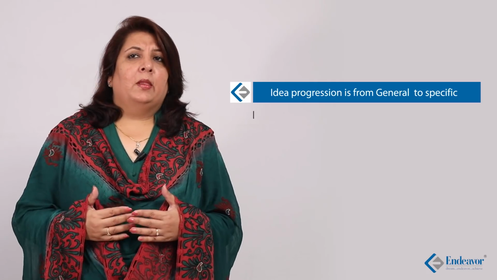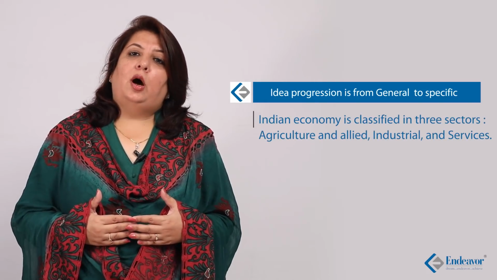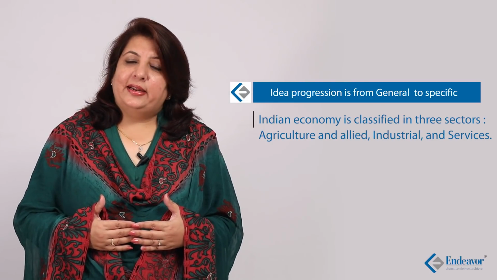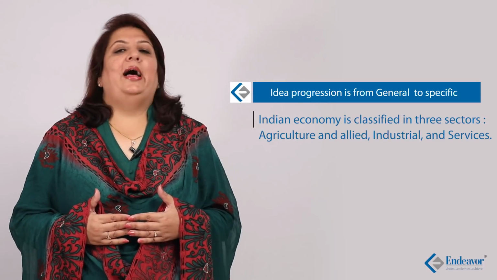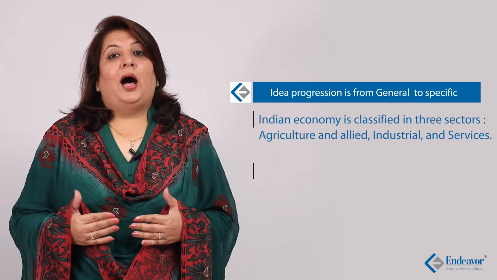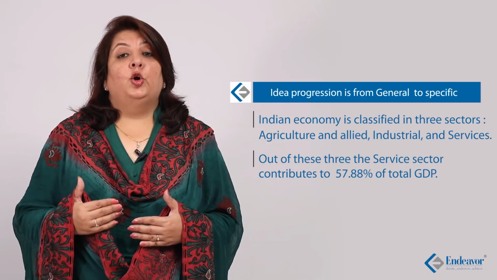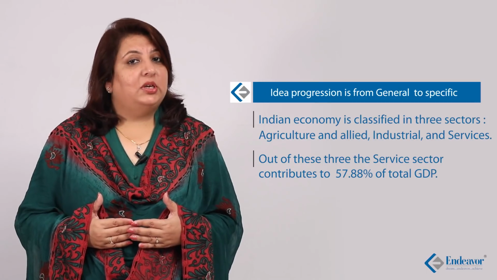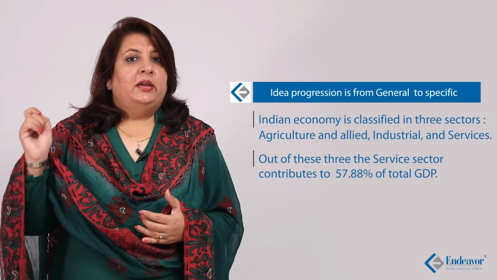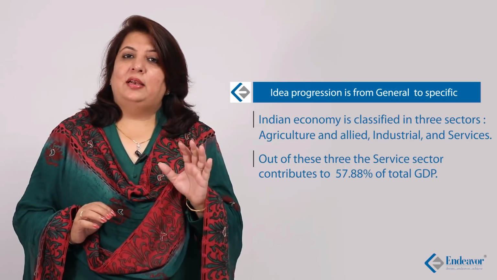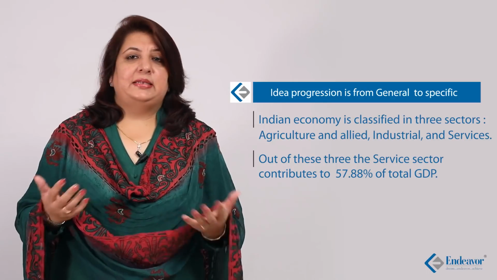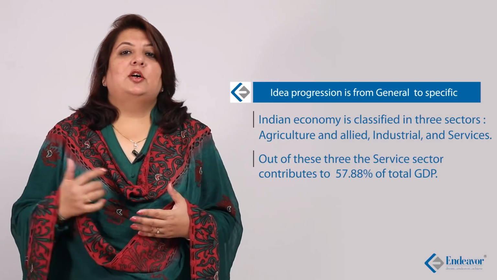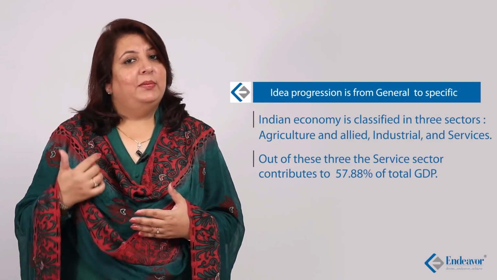For example, Indian economy is dominated by three sectors: agriculture and allied sectors, industrial sector and service sector. Out of these three, the service sector contributes 57.88% to the GDP of the country. You getting it? The first sentence talked about general idea wherein the economy and the three sectors were discussed. From that we move to a particular sector, that was service sector. So that sentence has to come later.